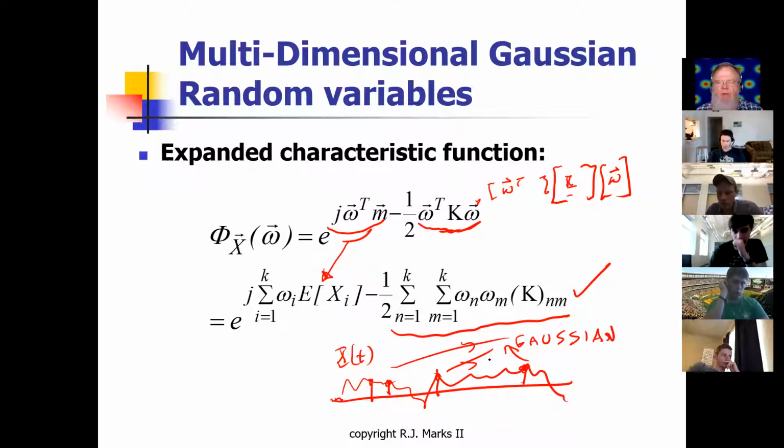So if we take 4 of them, we get a 4-dimensional multivariate Gaussian random variable. If we take 20 samples, we get 20-dimensional Gaussian random variables. This was the definition of a Gaussian random variable. No matter where we took the samples, it would be a multivariate Gaussian random variable.